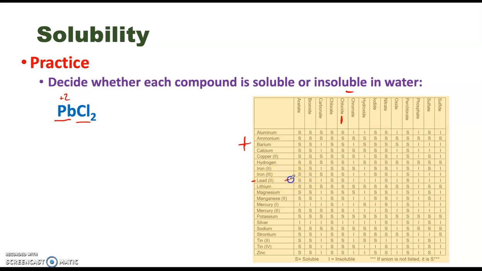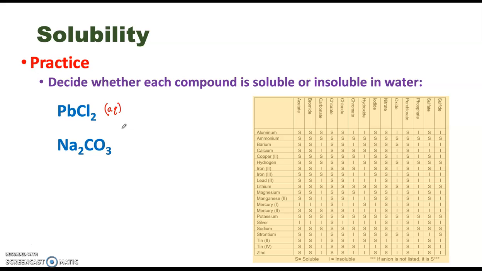Now what you do is you go across from lead and you go down from chlorine. When lead and chlorine combine to form lead 2 chloride, that is a soluble compound, so we put AQ after it.